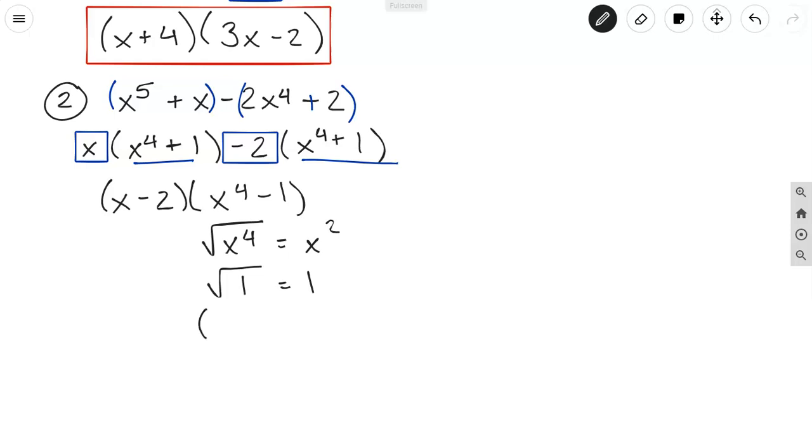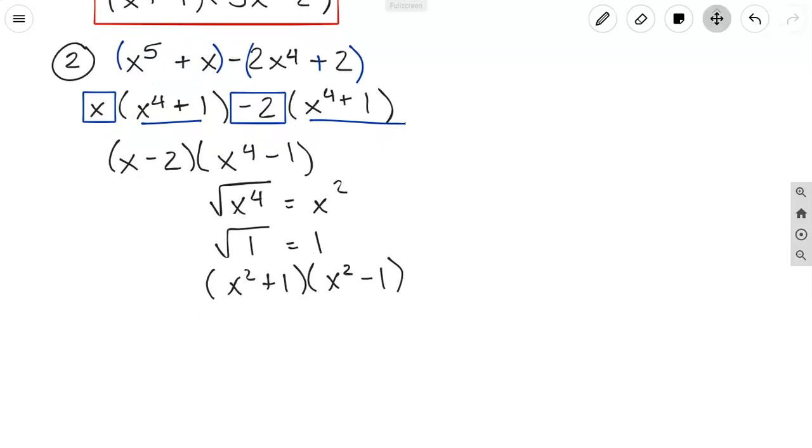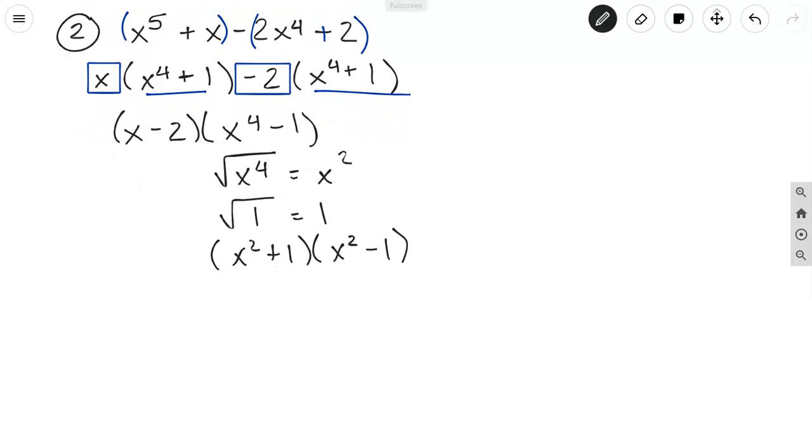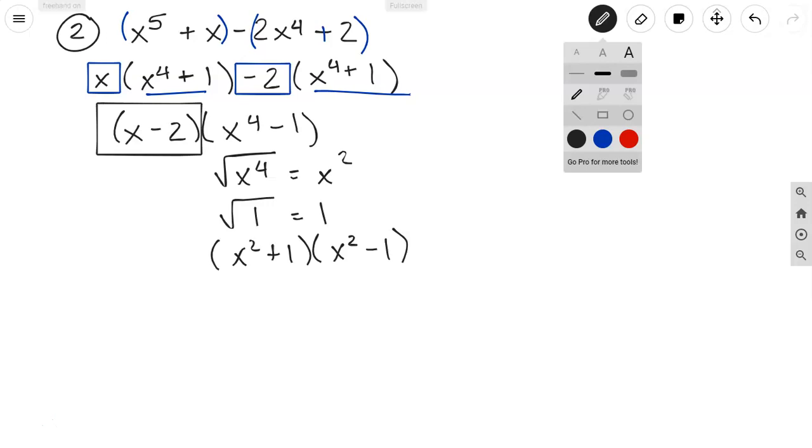So I write this down. I got x squared plus 1, x squared minus 1. Now, I have to remember that I did not do anything with this first part right here. This part right here, I must move down in front here.